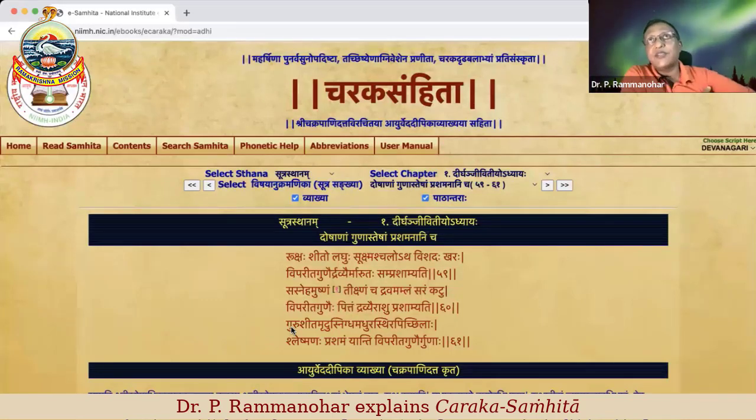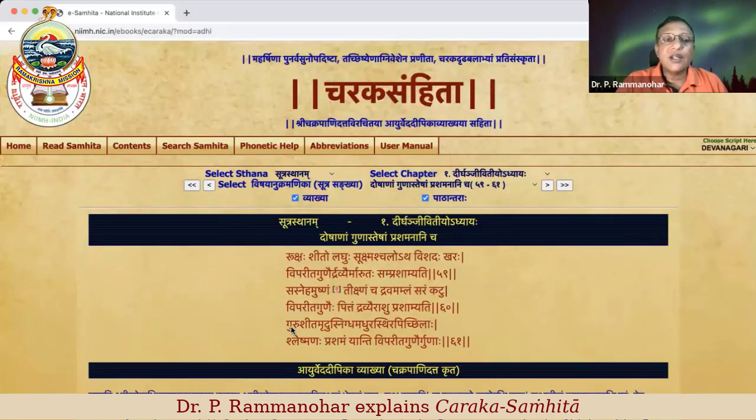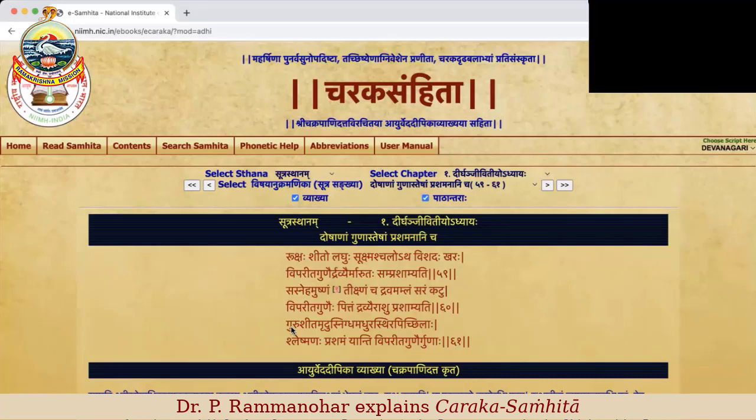Then the second guna, which is important for vata, ruksha and shita guna make vata really aggravated. Ruksha and ushna guna increases vata, but ruksha and shita guna is what actually aggravates vata. So many practices are there. When we are out in the sun, the heat causes a lot of ruksha guna in the body. Many of us do this thing: immediately on getting back home, we drink ice cold water. According to Ayurveda, don't do it.